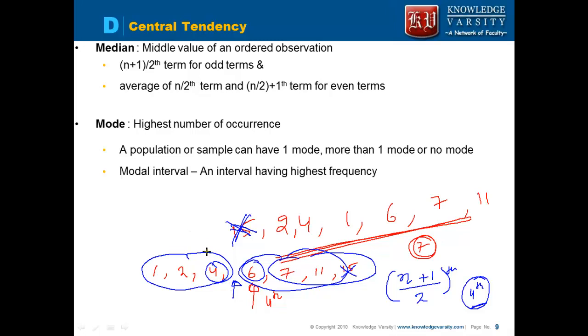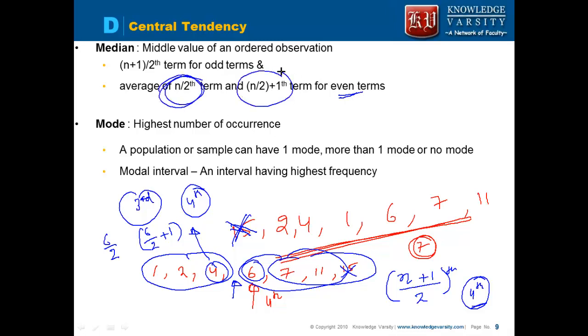So what we can say is, the middle value in this case will be the average of the third term and the fourth term. The third term is 6 by 2, the fourth term is 6 by 2 plus 1. So in case of even terms, it is the average of the n by 2th term and the n by 2 plus 1th term. The middle value of the observations is the median. For odd terms, it is very simple.